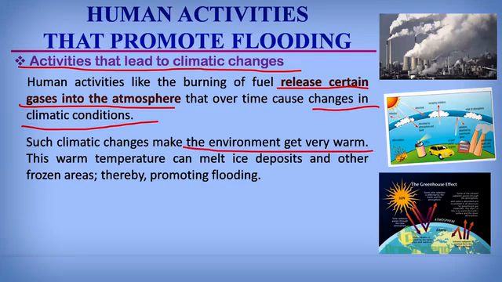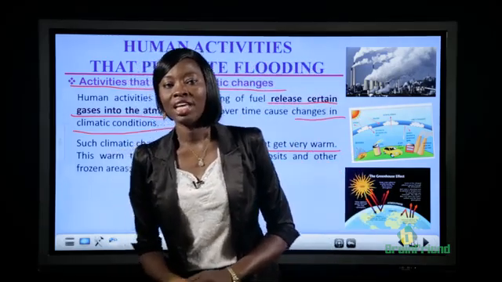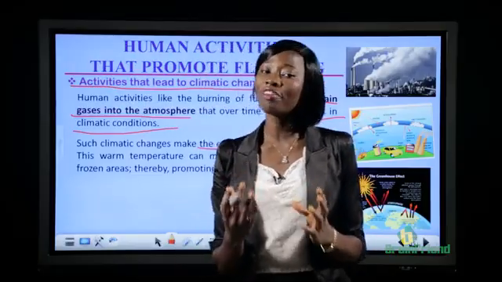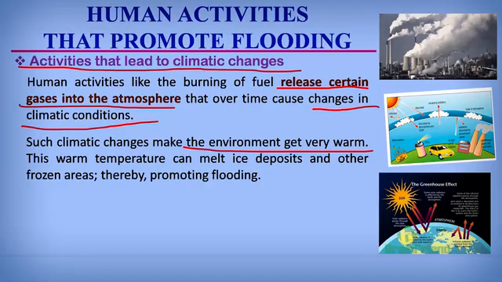So the environment will begin to change over time. Instead of the temperature of the environment being cold at certain times, it will become very warm. This warm temperature could lead to the melting of ice and ice deposits. It could lead to the melting of snow. It could lead to the melting of glaciers, frozen areas, and so on. And when these different frozen waters begin to melt, of course, it could result in flooding. This ice could melt in such a large amount that it could flood an area.